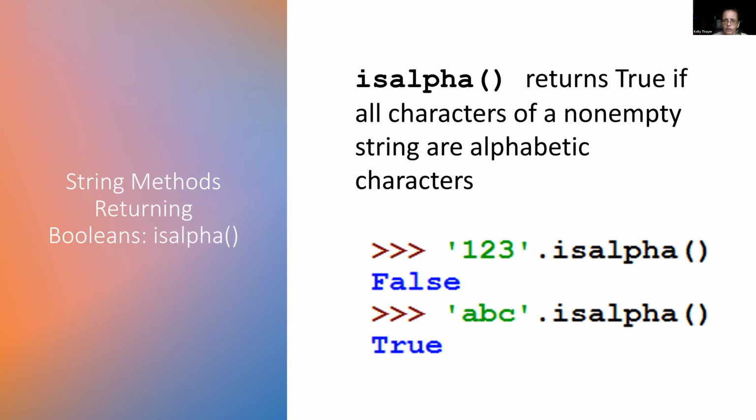We also have isalpha. This will return true if all the characters of a non-empty string are alphabetic. So is 123 alphabetic? No, so we get false. And then ABC, this one is now true.